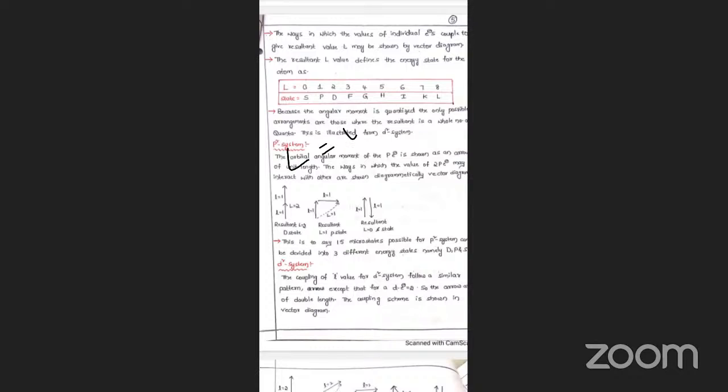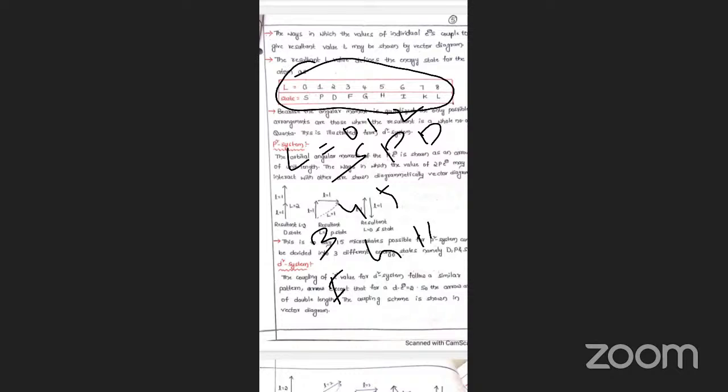L is equal to 0, S term. L is equal to 1, P term. L is equal to 2, D term. L is equal to 3, F term. L is equal to 4, G term. L is equal to 5, H term, and so on. This is the information the total orbital angular momentum gives.